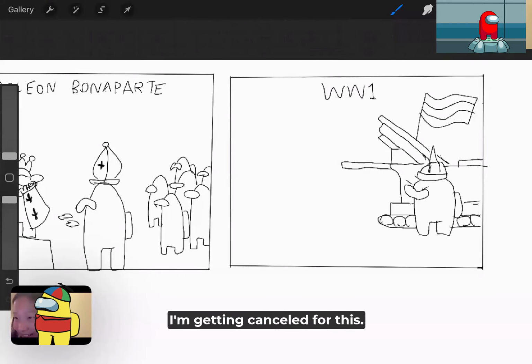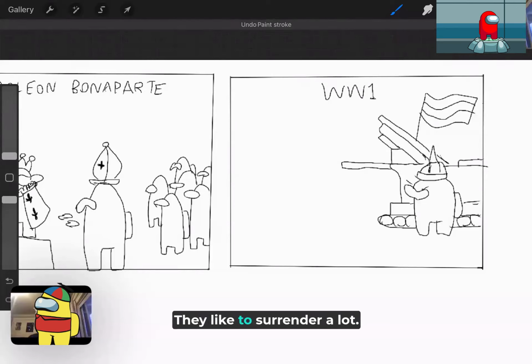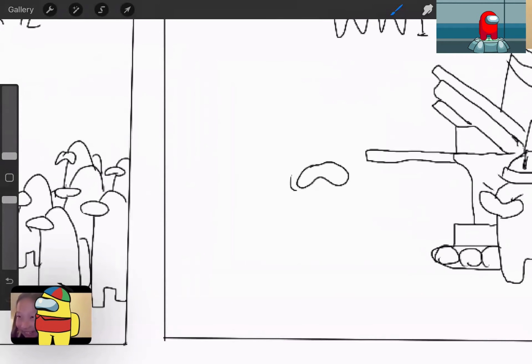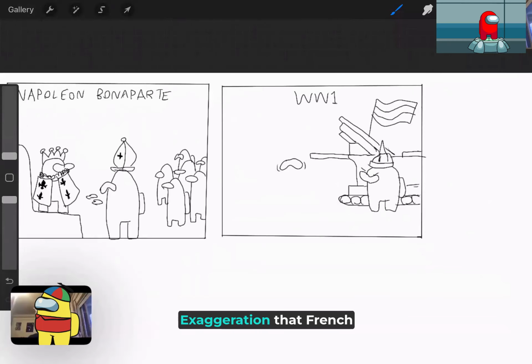And now this is gonna get me canceled for this. Now the French. The French are weak people. They like to surrender a lot. They like to steal my wallet a lot as well. Therefore, we'll draw them surrendering right here. It may be an exaggeration that the French actually surrendered, but in here, because it's a kid's lesson and we want to be funny, the French actually surrendered, and also they took my wallet.